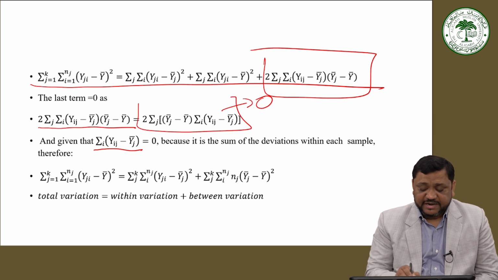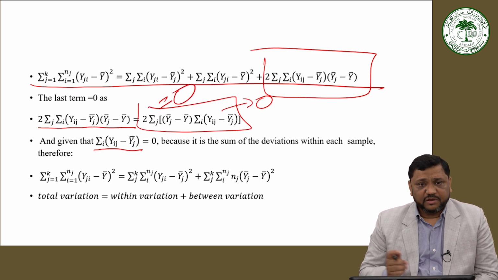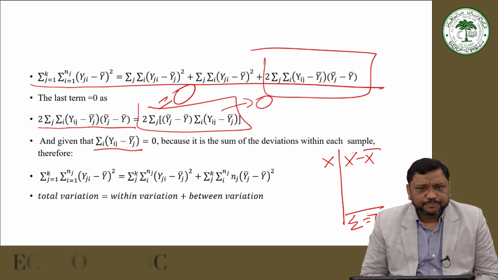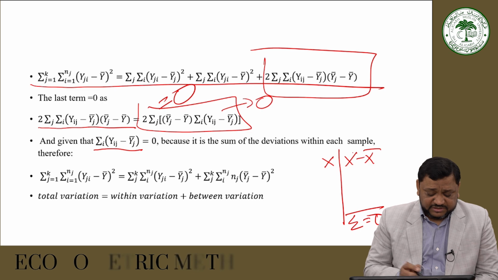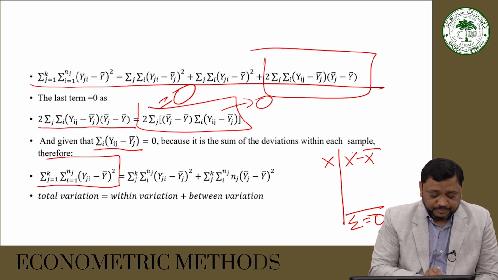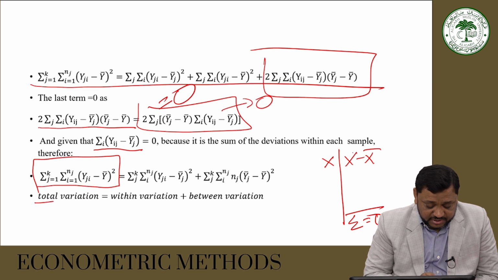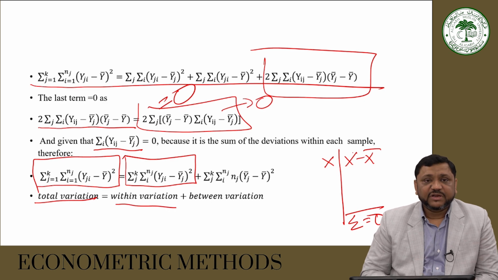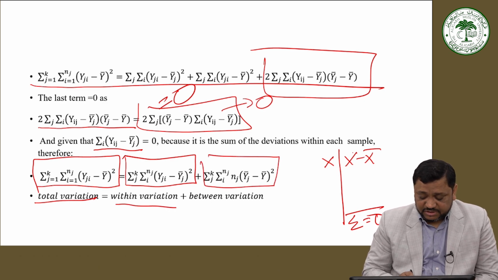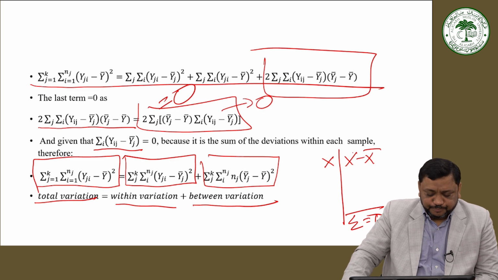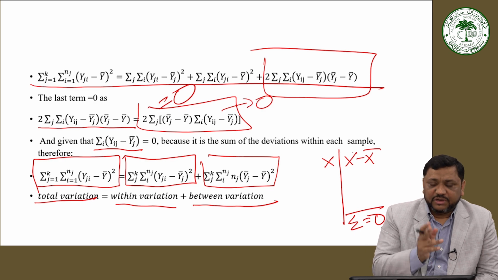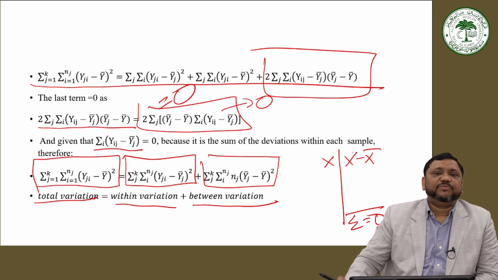This entire term becomes 0. Because this is x, and when we do x minus x bar and take the summation of x minus x bar, the summation will be 0. So we are left with this term, which is nothing but my total variation. This term is my within variation, and the last term is my between variation. So we can divide our total variation into two things, within variation and between variation.